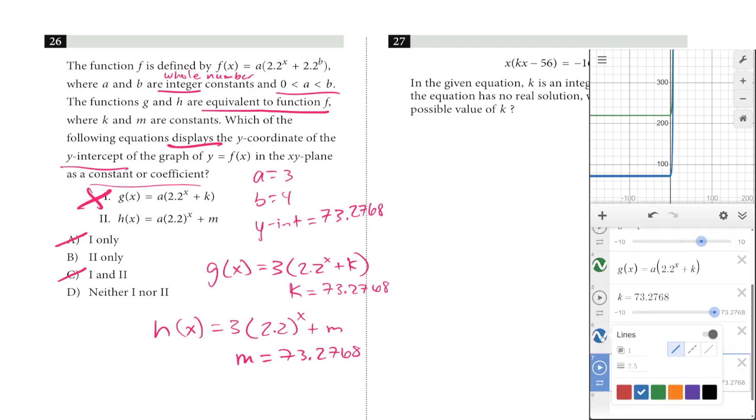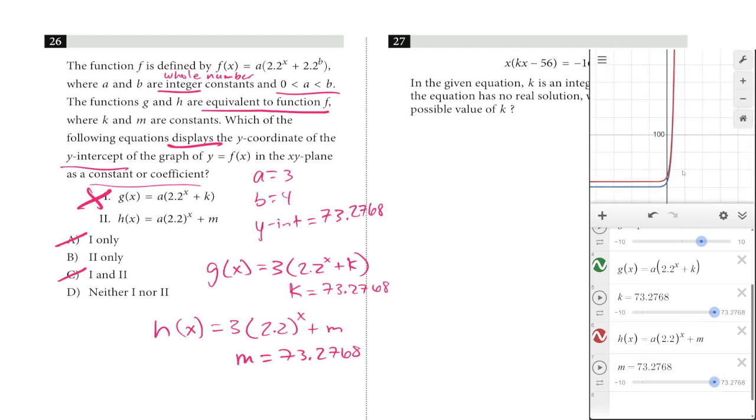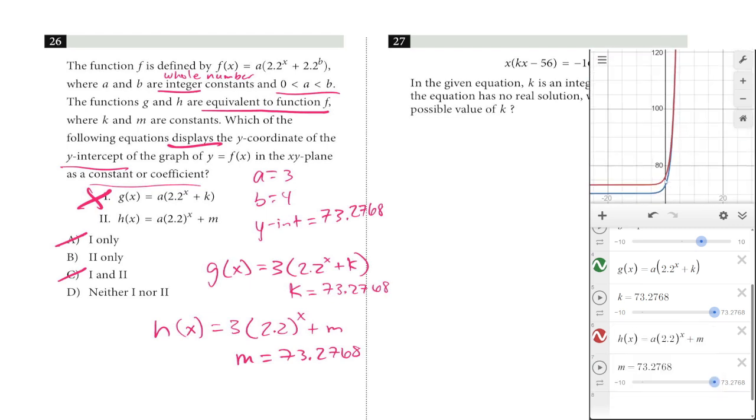So I'm just going to change the color again. To change color, you just click and hold. So it's red. If you notice, function h of x is very close, but it's not the same function, so it is not equivalent. That also does not show the y-intercept. So the answer is D.